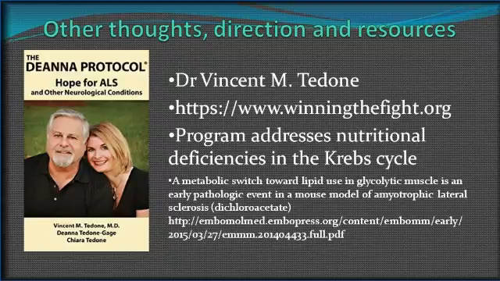His program addresses nutritional deficiencies resulting in problems with the Krebs cycle in making ATP energy. ATP energy mostly comes from the mitochondria, and they are damaged in ALS. His daughter Deanna was diagnosed with ALS in 2006, and he has put himself and his family out there trying to help other PALS. He has written a book, and he has managed to get studies done that show his program does help. However, it does not seem to work for all PALS.